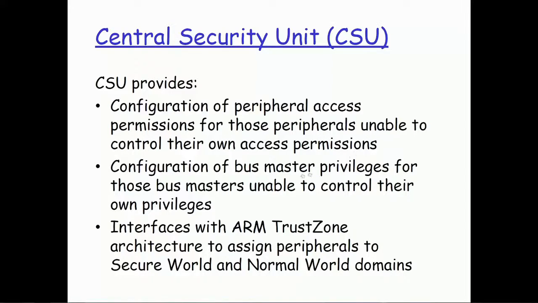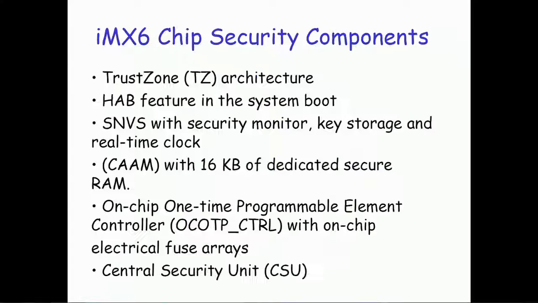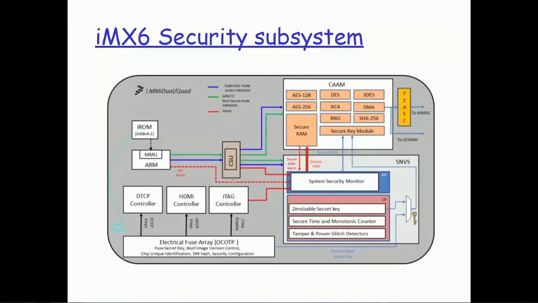So, the central security unit, I also talked about it: configuration of peripheral access permissions for those peripherals unable to control their own access permissions, configuration of bus master privileges for those bus masters unable to control their own privileges, and it interfaces with the ARM TrustZone architecture to assign peripherals to secure world and normal world usage, right. So, as I was telling you, the CSU is the one that governs which of the peripherals that I have are allowed. I might have a VGA, a touch screen, a USB, a parallel port, whatever it is; it gets allowed when a particular mode of operation is currently being executed by the application, right.